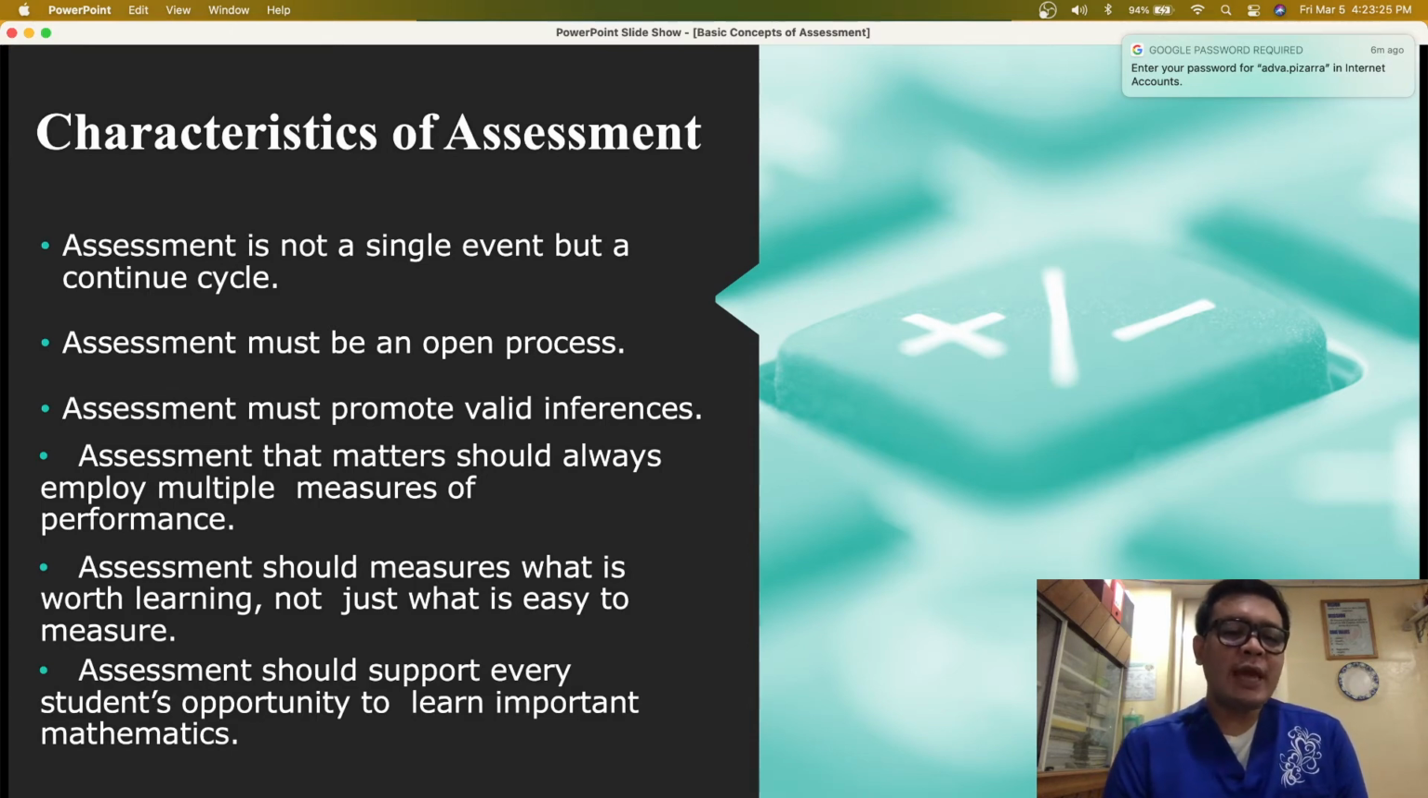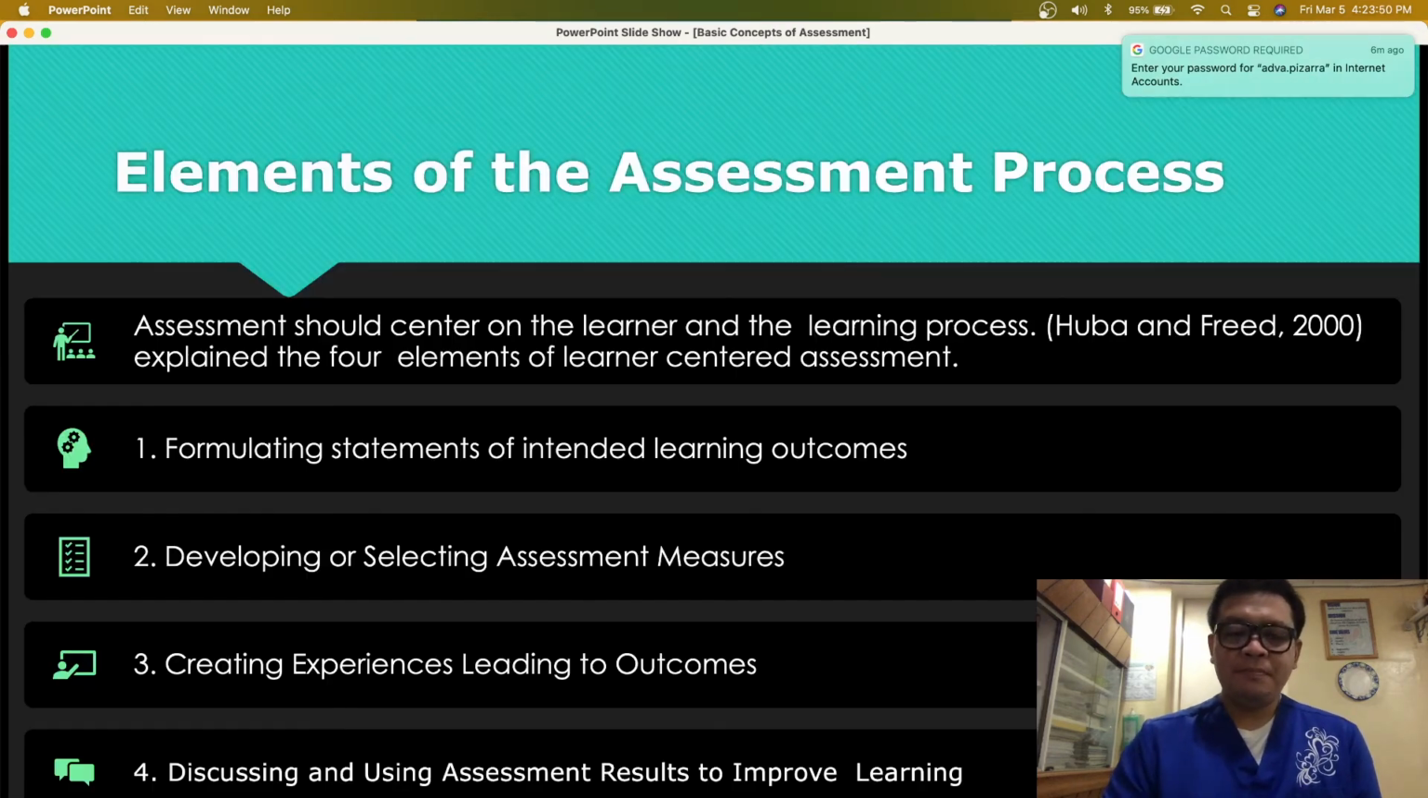Assessment should support every student's opportunity to learn important mathematics. This is actually a very good way for us to see a very good example through mathematics. Now, we have to really support our students' opportunity to learn, and we should not degrade them or give them things that aren't supportive to them.